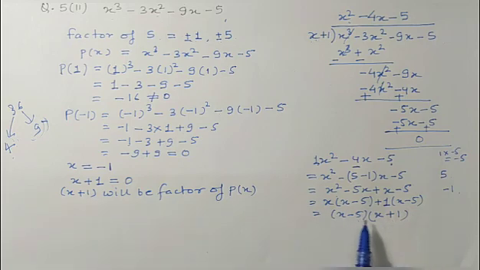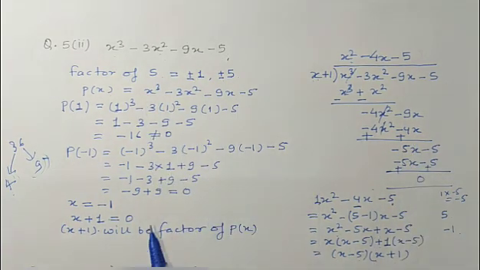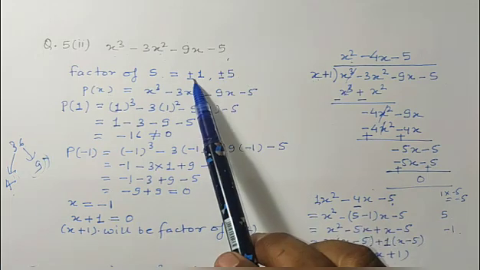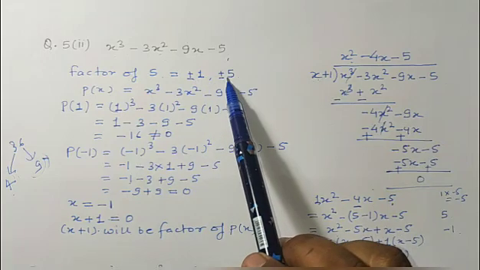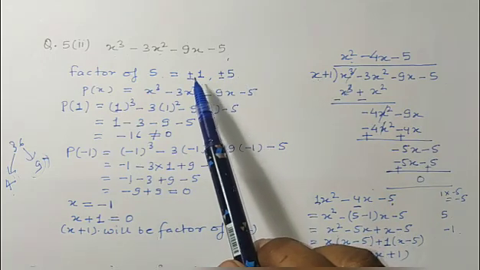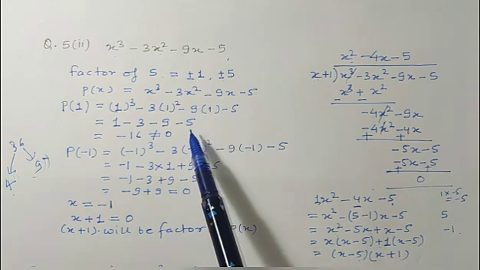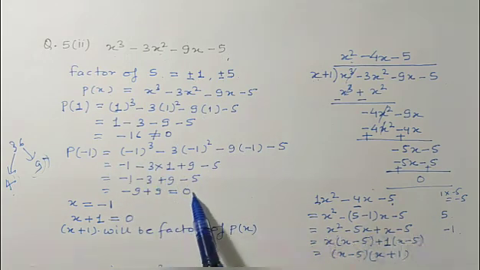And the other two factors we have found here. So students, like this we will solve the whole question. What we have done here: firstly we have written the factors of this 5, with positive and negative signs both. After that we will put them as the value of x in the polynomial until we get the value of this polynomial as 0.